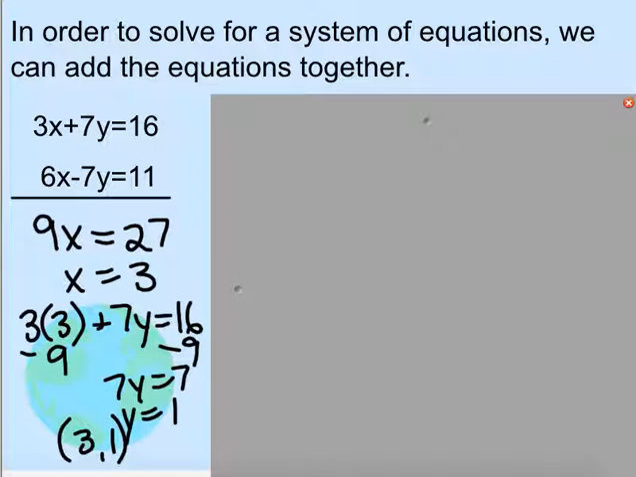And if we plug it into the second equation to check it, we will get 6 times 3 is 18, minus 7 times 1 is 7, and that does give me 11. So my solution is correct.